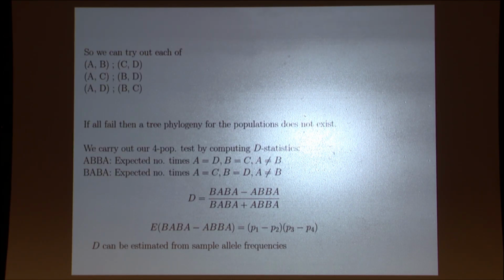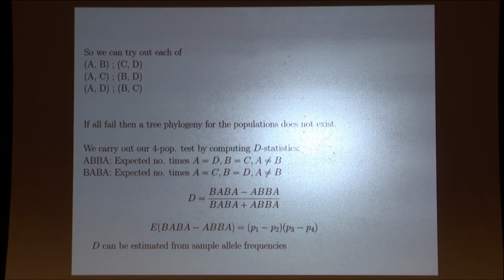So anyway, I said we have three labeled trees, and we'll try them all. If we take this first tree, A, B, C, D, then the mean of A minus B times C minus D should be 0. And similarly for the other two. And we carry this out slightly more precisely by computing what I call a D statistic. So here's how that works.